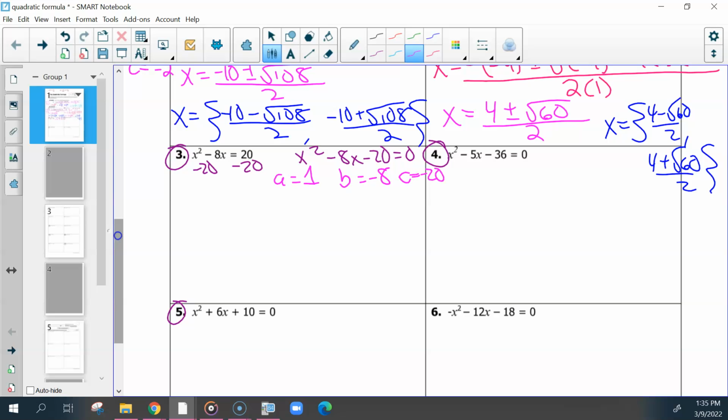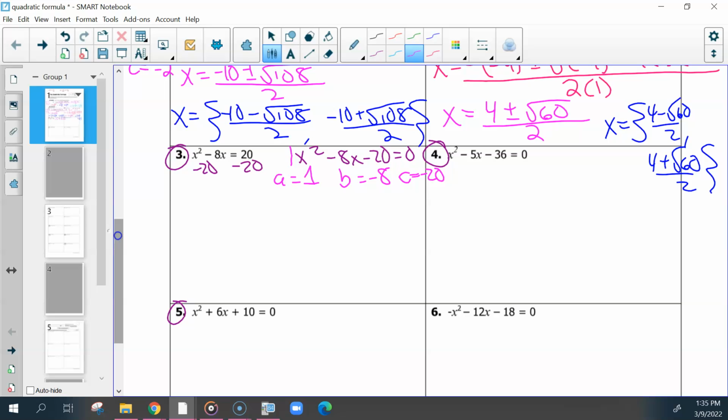Wait, how is A 1? Because you don't write the 1. There's an invisible 1 in front of x squared. A is always the number in front of the x squared, not the x by itself.